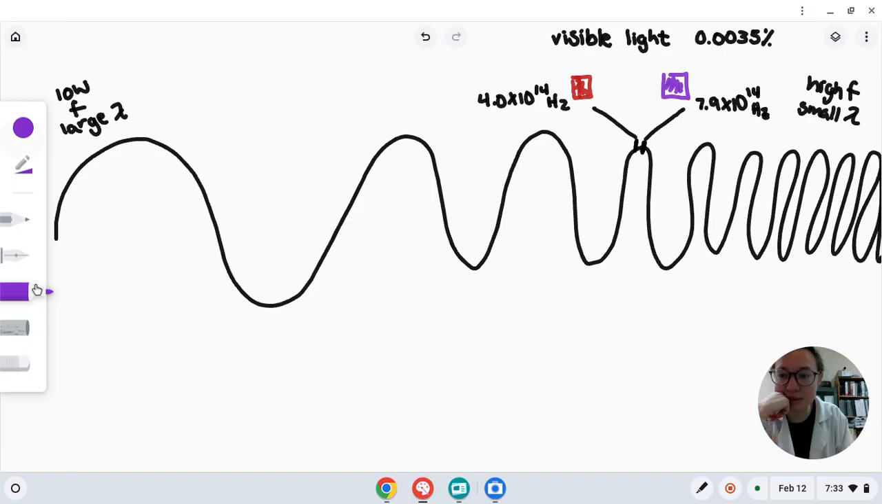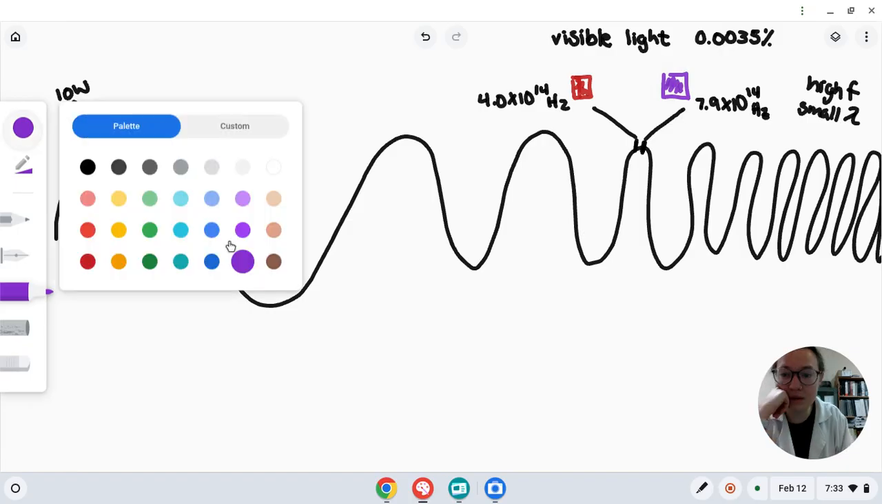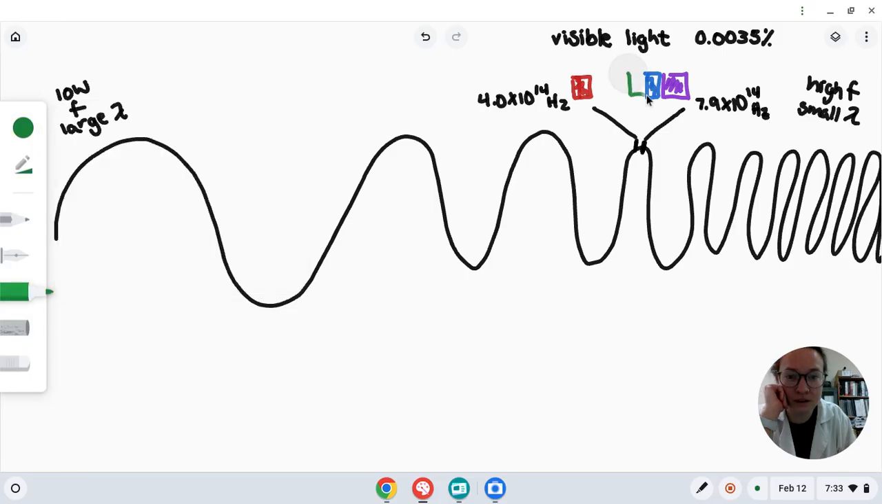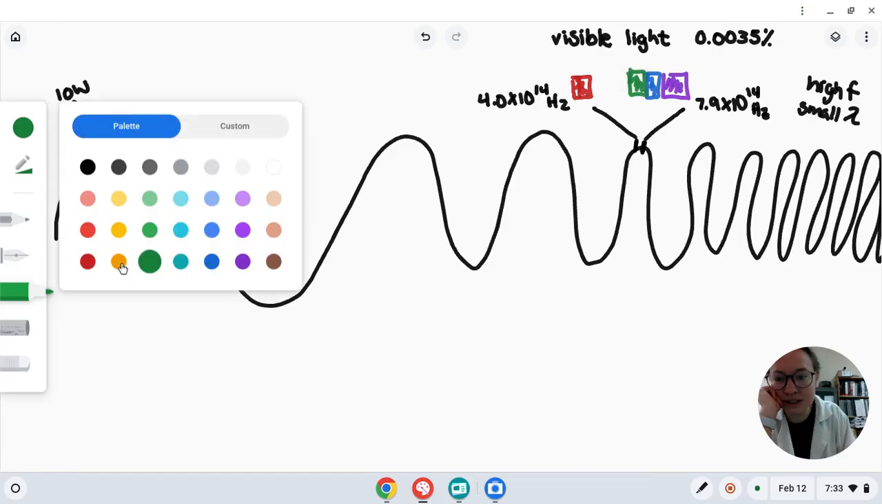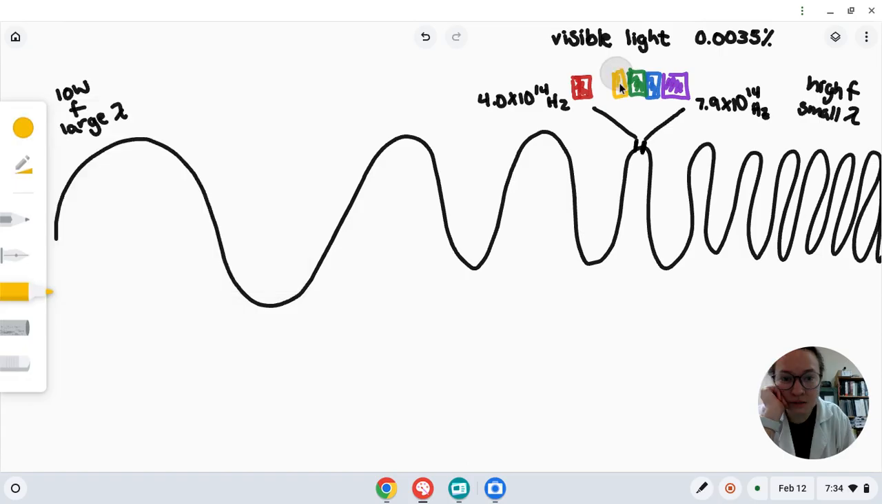So slightly below purple, the next frequency of light that you can see is blue, a little bit lower frequency than purple. The next lowest frequency light that you can see is green. Then the next lowest is yellow, followed by orange. And lastly, the lowest frequency color of light that you can see is red. So you get a nice little Roy G. Biv action going on in here. Those are all of the colors that you can see.